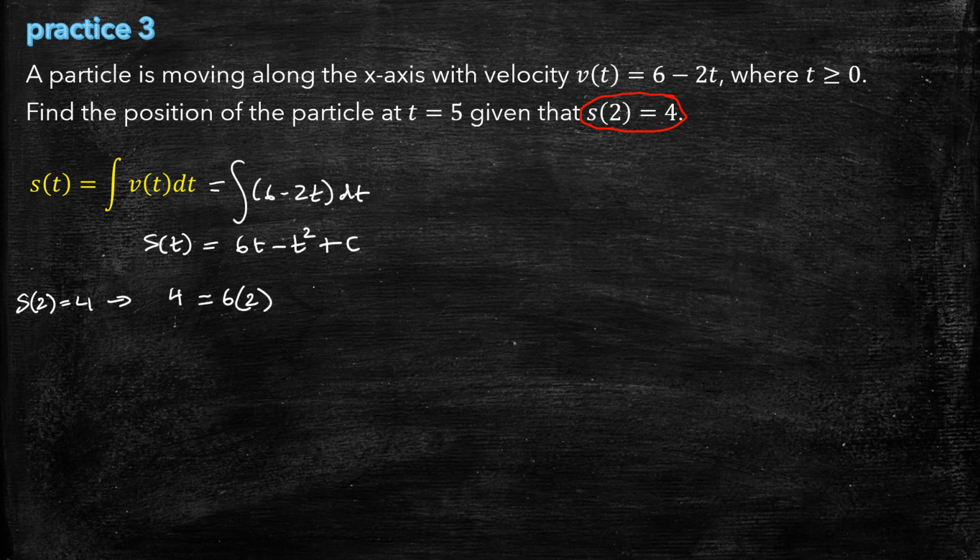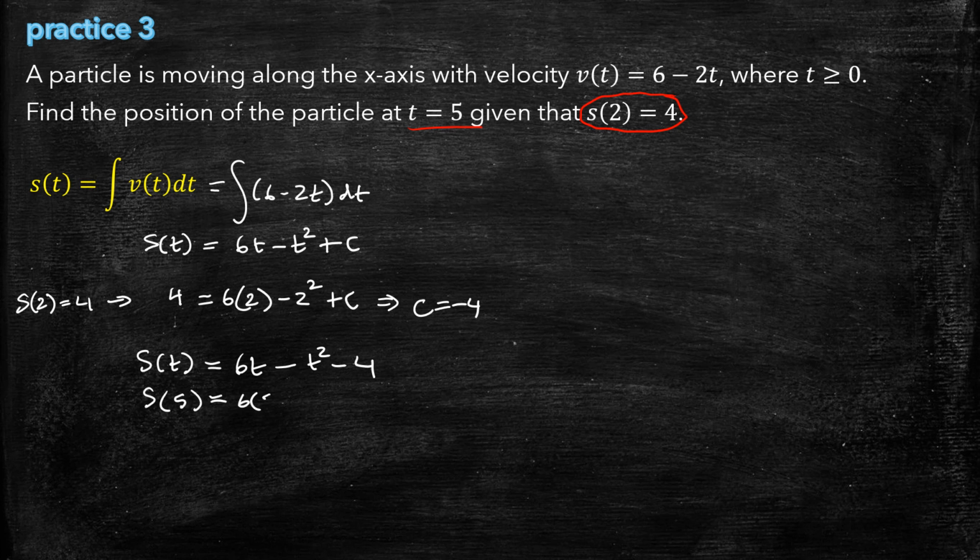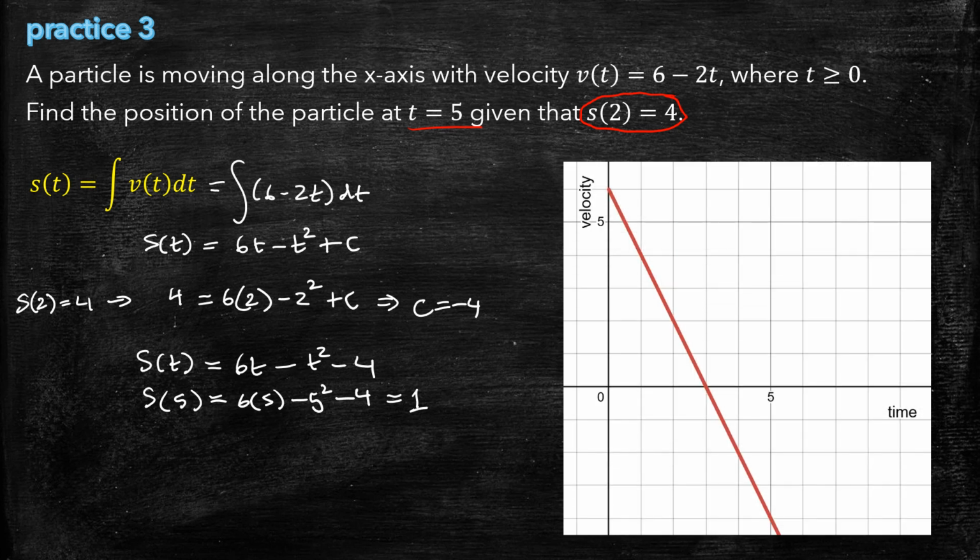So 6 times 2 minus 2 squared plus c. If you solve that, rearrange it, you will get c equals -4. So our final formula for position of this particle is 6t minus t squared minus 4. And we want the position of the particle at time 5. So we plug straight in: s of 5 is 6 times 5 minus 5 squared minus 4. So that's 30 minus 25 minus 4. So it's 1. We know the position of the particle at time 5 is 1.